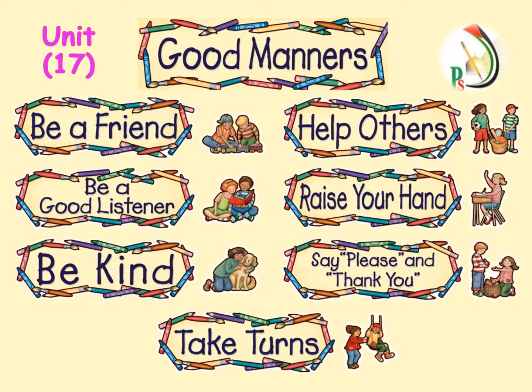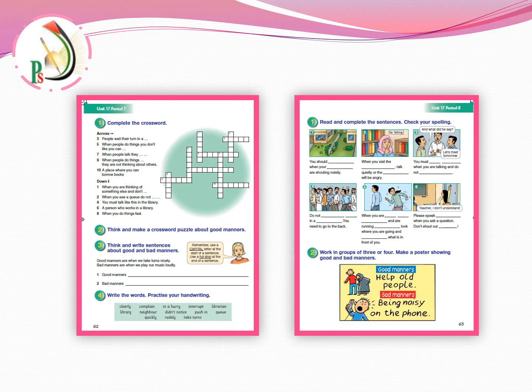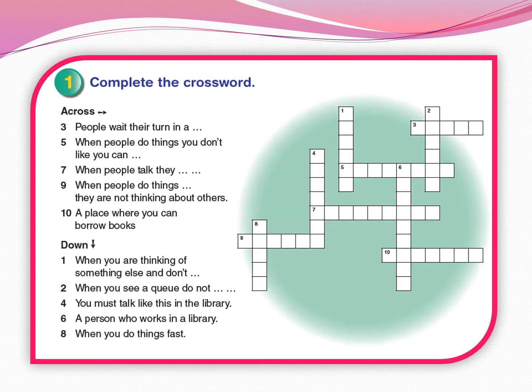Good Manners. Unit 17, Period 7 and 8, page 62 and 63. Let's start our lesson. These are our periods, period 7 and period 8. Let's start with the first activity in period 7. Complete the crosswords. We have here 10 hints and we need to fill the crosswords correctly.